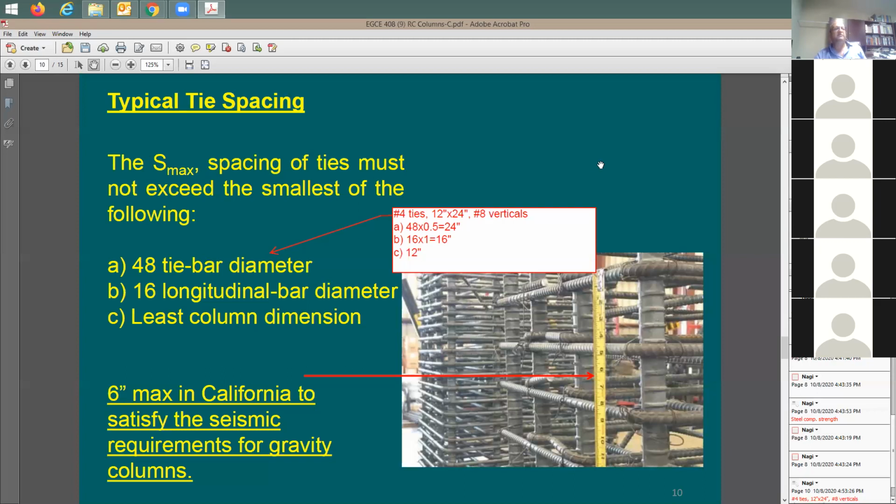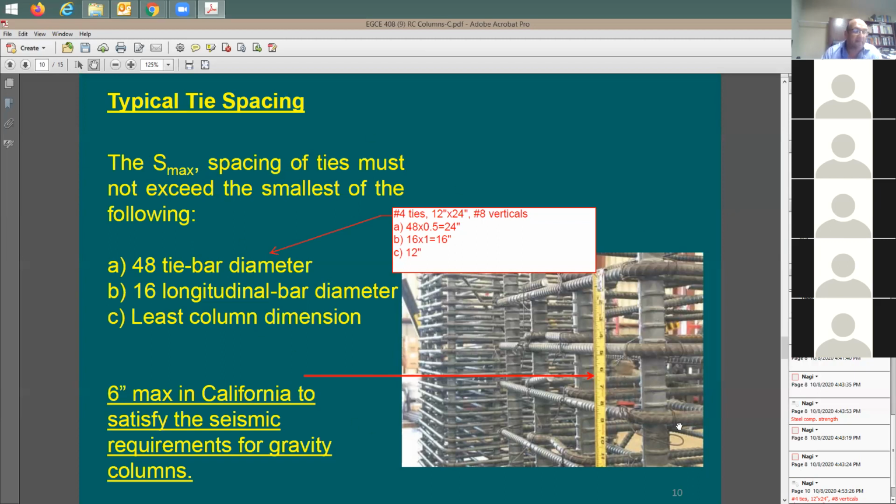Now, what is the maximum spacing that you provide here for the tie? I'm going to say in this case, take the smaller of all of them. It's going to be 12 inches. But guess what? If you're in California, you have a maximum of 6 inches because you have some seismic requirements for gravity columns. Are we good? This information is clear.